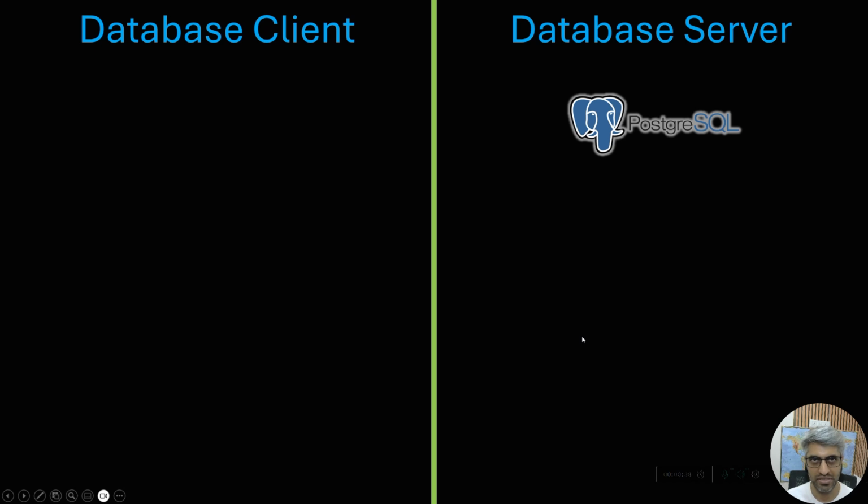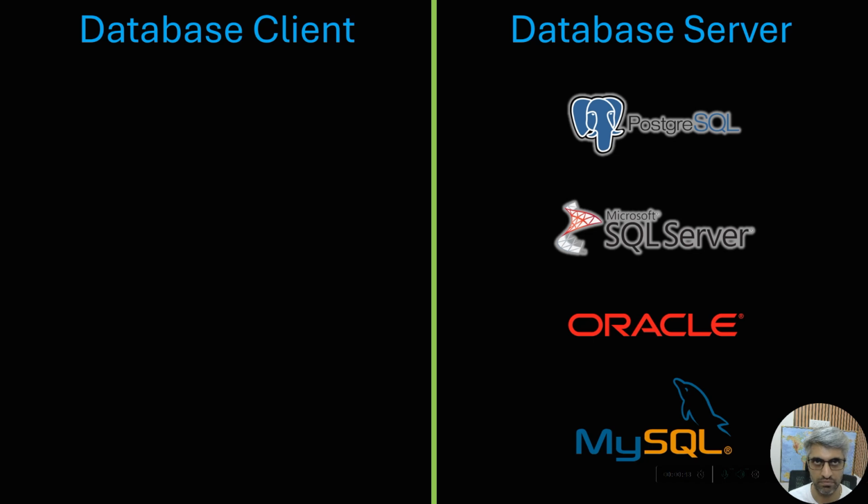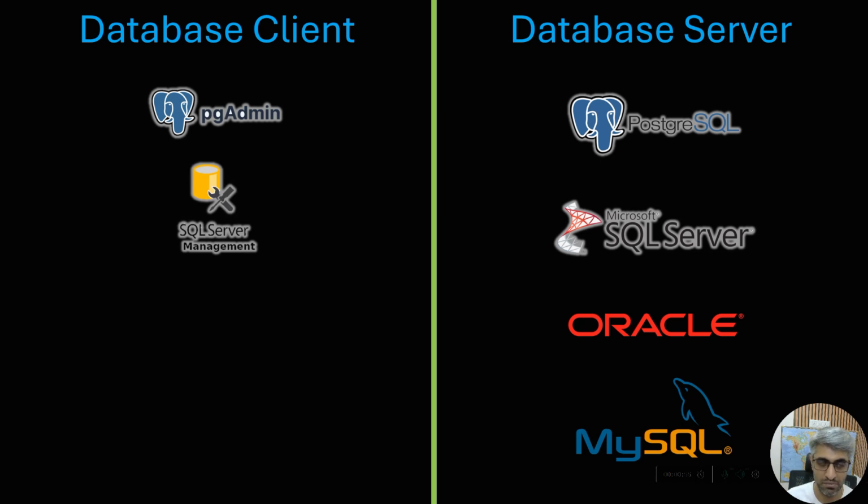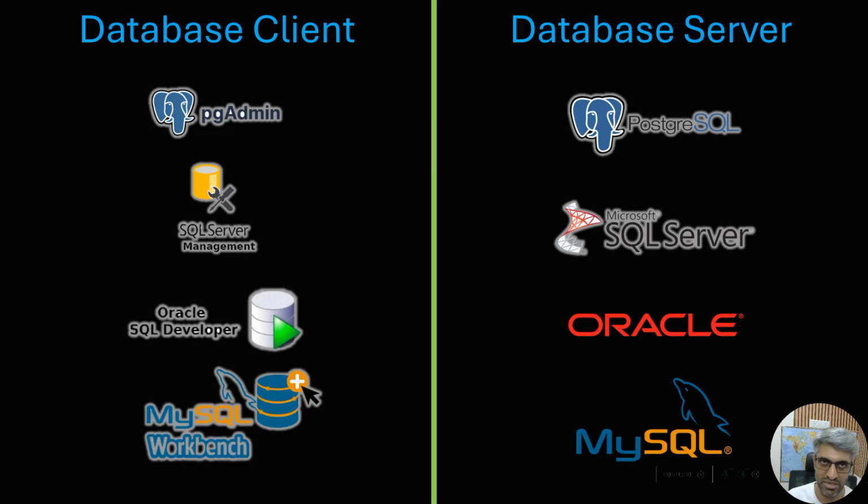On the right side, you will see a list of popular databases such as PostgreSQL, SQL Server, Oracle, and MySQL. And on the left side, you will see the corresponding database client GUIs that have been developed by these individual vendors. So PostgreSQL has pgAdmin, SQL Server has SSMS or SQL Server Management Studio, Oracle has Oracle SQL Developer, and then MySQL has MySQL Workbench. So the list of applications that you see on the left side are popularly referred to as database clients with GUI.